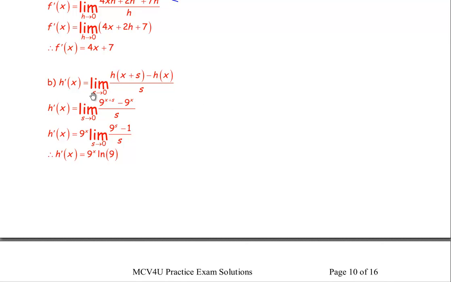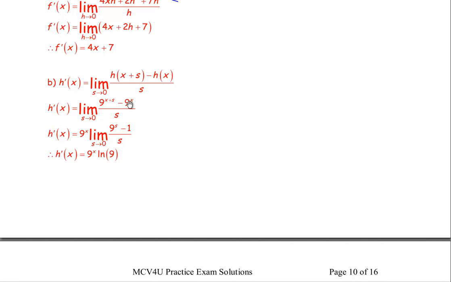Okay, so I'm just using s instead of h, sorry. So s is tending towards 0 in the limit. So the function is 9 to the x. So we would put x plus s in place of the exponent x, so this would be 9 to the x plus s. And then h of x is the 9 to the x function.